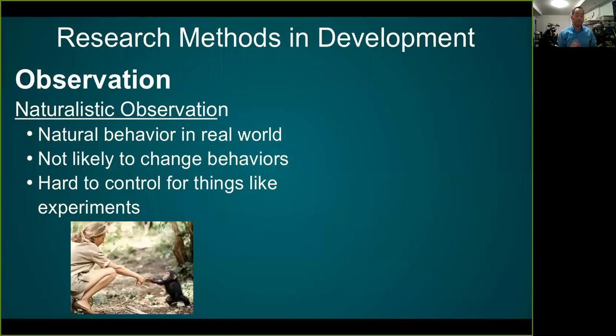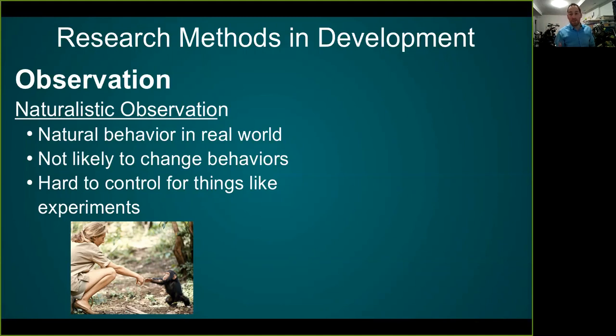So let's talk specifically about research methods. What kind of research methods do you do? How do you find these things? How do you study human behavior, human development? How do you figure out how people grow and change? How do you put numbers to it? How do you describe it?